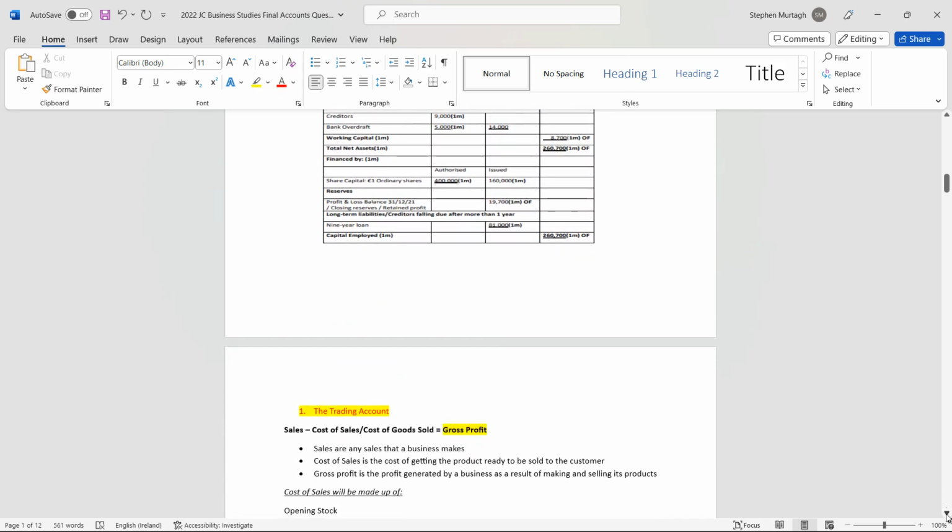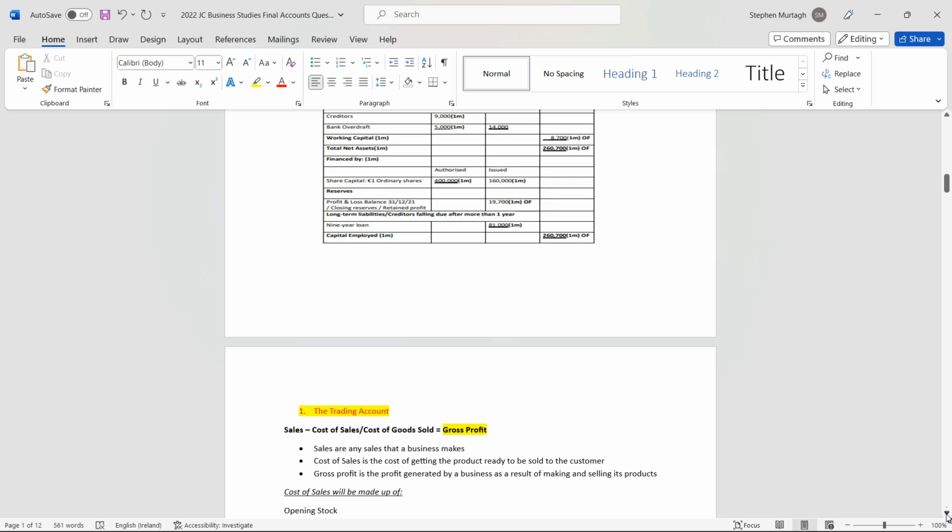Okay, so we're going to start with the trading account first. To get the gross profit, we complete something called a trading account. And what that is: sales less cost of sales, or cost of goods sold, equals gross profit. The sales are any sales that a business would make throughout the year. The cost of sales then is the cost of getting the product ready to be sold to the customer, so the cost of getting the product into the shop and ready to be sold. And then the gross profit is the profit generated by the business as a result of making and selling its products.